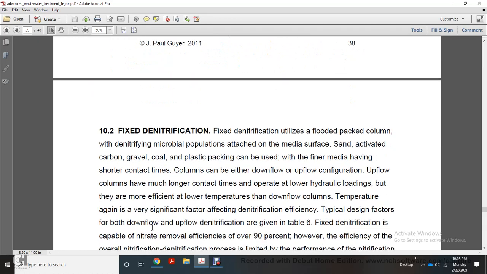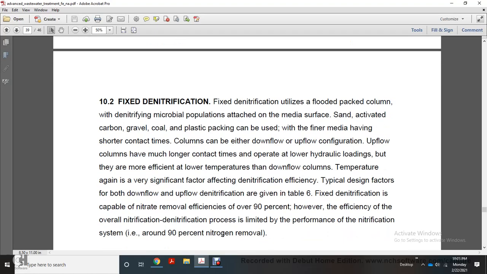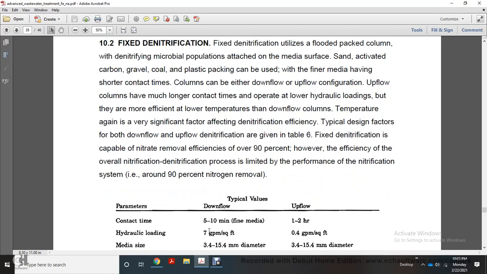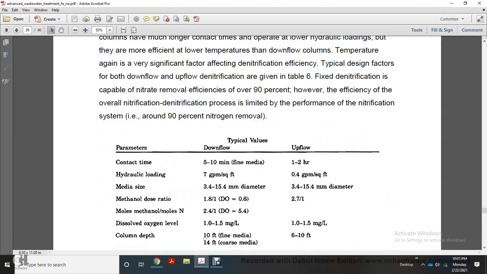Typical design factors for both downflow and upflow denitrification are given in table 6. Fixed film denitrification is capable of nitrate removal efficiencies over 90%. However, the efficiency of the overall nitrification denitrification process is limited by performance of the nitrification system, at around 90% of the nitrogen removal. So the typical parameters for downflow and upflow are as follows.